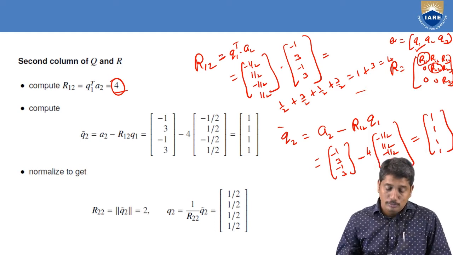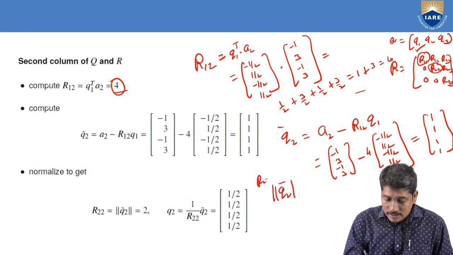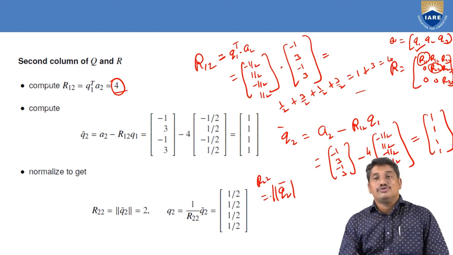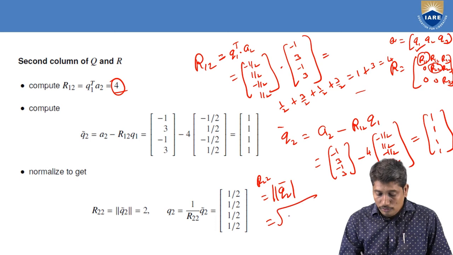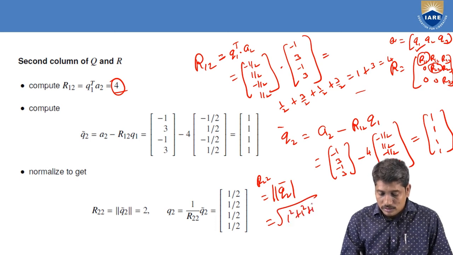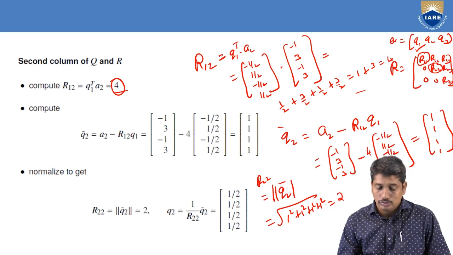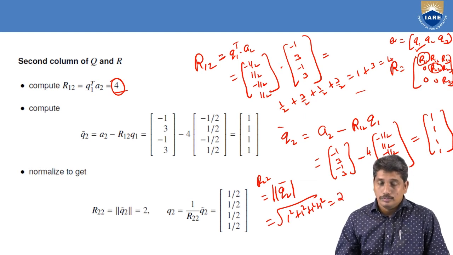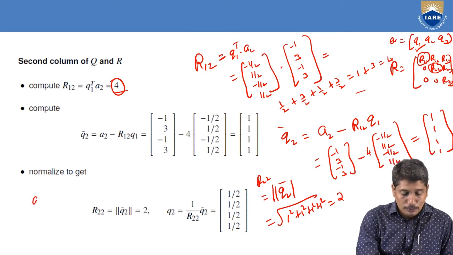So this is our Q2 bar. Now let us take the norm of Q2 bar, which we denote as R2. Of course, we can name it R22. So this is root of 1 square plus 1 square plus 1 square plus 1 square, which is nothing but 2. So we get R22, and now finally our goal is to calculate Q2.